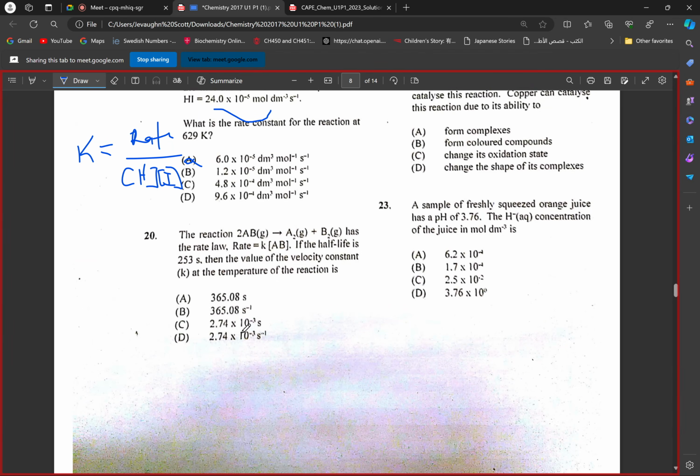The formula is t half is equal to ln2 divided by k. Lovely. ln2 divided by what again? The half life is 253, so you substitute for t half, and I think ln2 is 693. I don't quite remember. Is it zero point six nine three? Yeah. Okay.